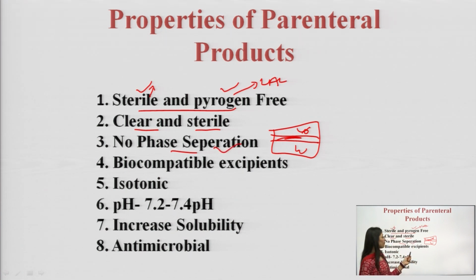Okay? Biocompatible excipients. Excipients that we are going to add. Excipients are those agents that are intended in the formulation and have no use for our therapeutic action. Apart from the API, the things we are adding are excipients. They should be biocompatible, meaning biologically compatible with our body. Isotonic. As I told you, isotonicity, we will elaborate in further slides. The pH should be 7.2 to 7.4, meaning our parenteral product should have a pH of around 7.2 to 7.4 because blood has the same pH.